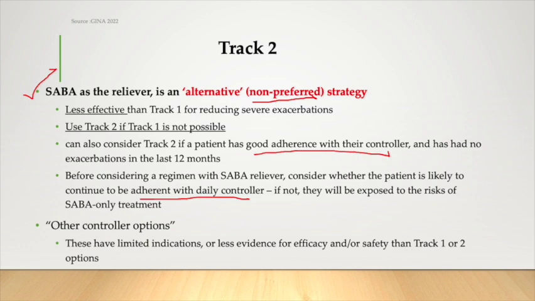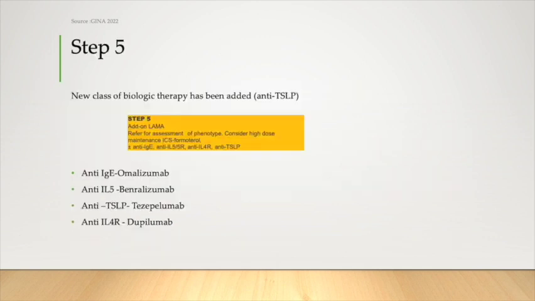If they are still using the SABA too much for relief and avoiding the controller, they are at risk of SABA only treatment. And what about the other medications, the other controllers? They have limited indications, lesser efficacy. So track 1 and track 2 still remain our primary treatment, track 1 majorly.